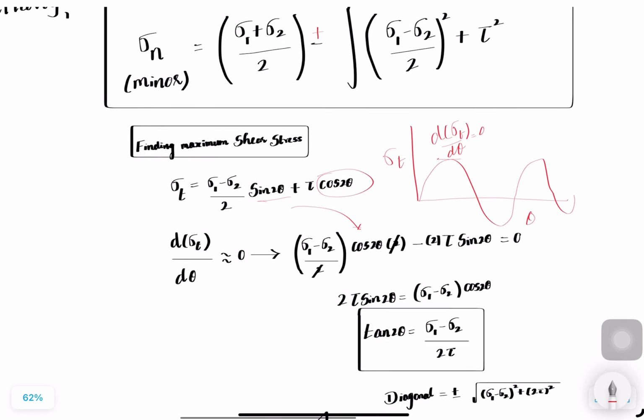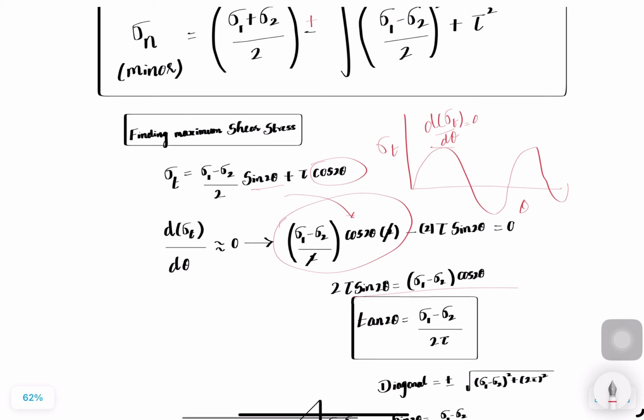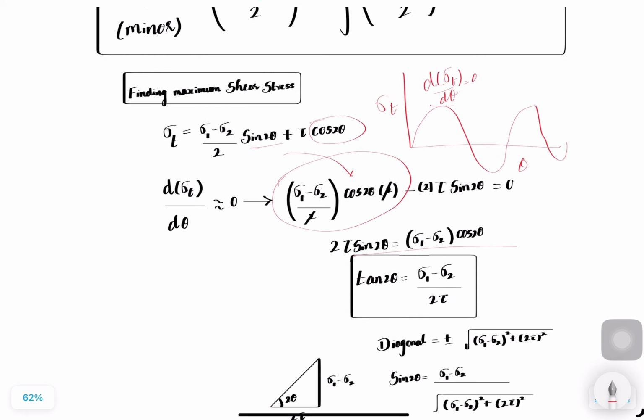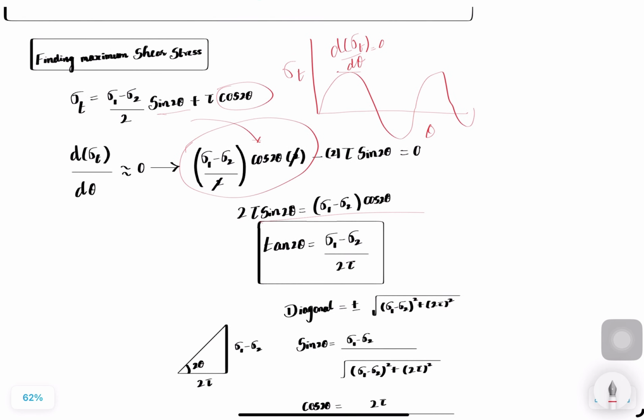After simplification, you take all these terms to the right-hand side and divide by cos 2 theta. You get tan 2 theta equal to (sigma 1 minus sigma 2) divided by 2 tau. So that is the plane. This expression gives us the plane that carries the maximum tangential stress. All right, this is the plane that carries the maximum tangential stress.